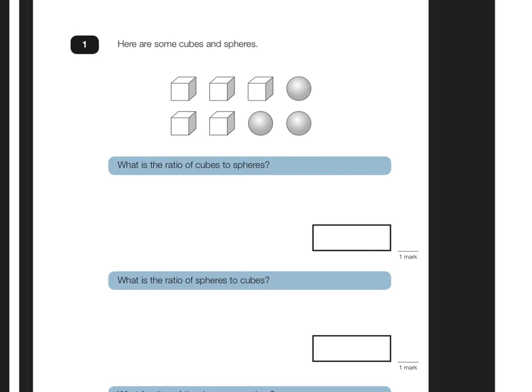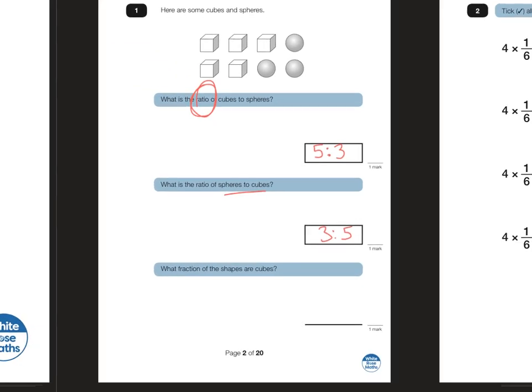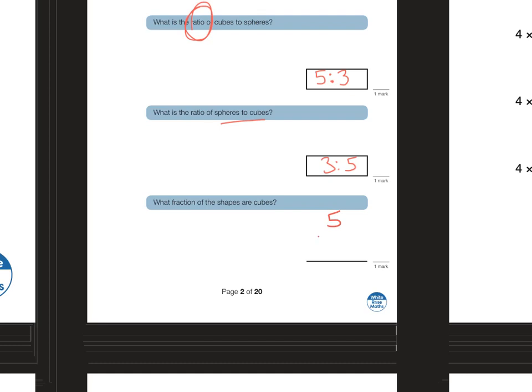Cubes and spheres. What is the ratio of cubes to spheres? There are 5 cubes to every 3 spheres. The next question just changes the order around: 3 spheres to every 5 cubes. What fraction of the shapes are cubes? Well, there are 5 cubes out of 8 shapes.